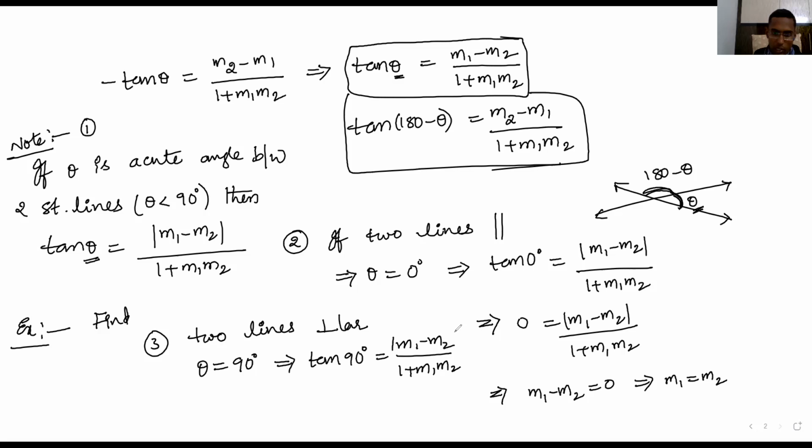Now you understand, whenever you have 90 degrees, tan is not defined, meaning infinity division. So the denominator 1 plus m1 m2 is 0. That implies m1 m2 equals minus 1. So that is the relation between the two lines. If two lines are perpendicular, then the product of their slopes is minus 1. These three things you should know.